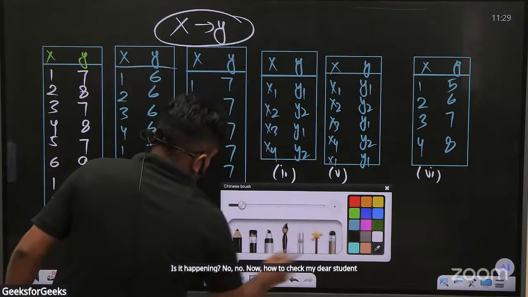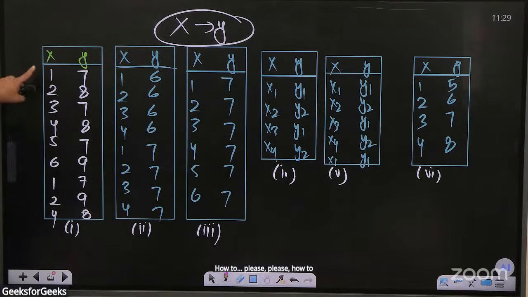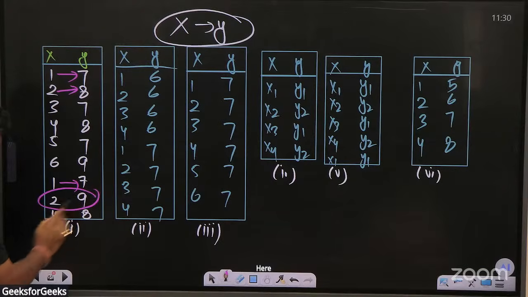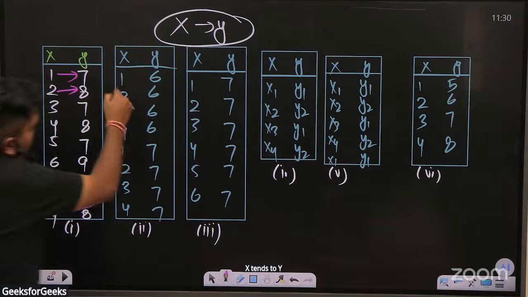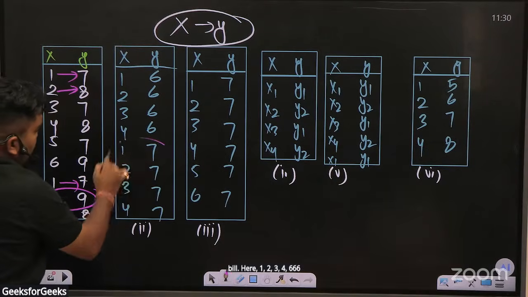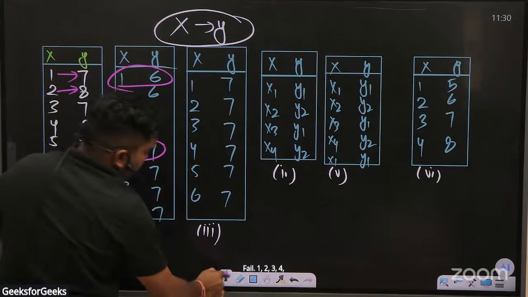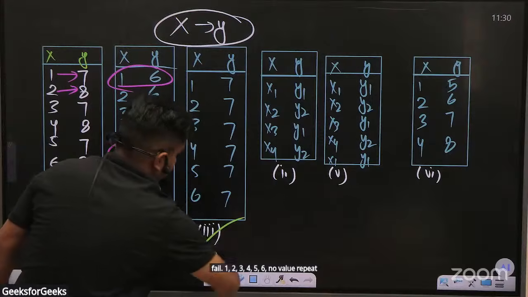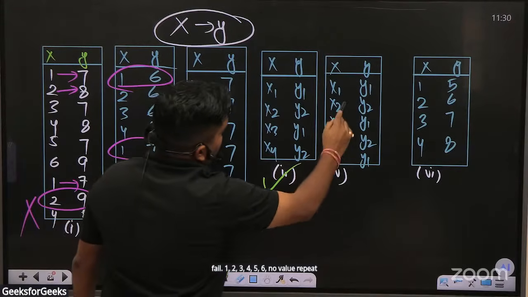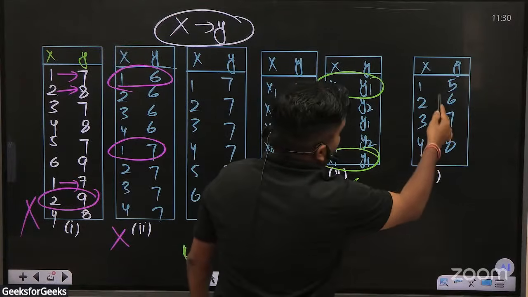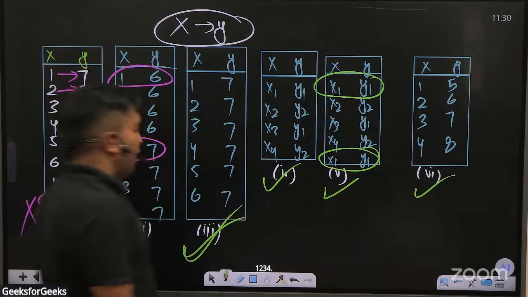How to check? Any one, what is there? Here 7, and at 2, here. Fail. X tends to Y: fail. Here 1, 2, 3, 4, 6, 6, 6, 6. Here at 1, 7. Fail. 1, 2, 3, 4, 5, 6: no value repeats. Unique. 1, 2, 3, 4. Are you getting my point?